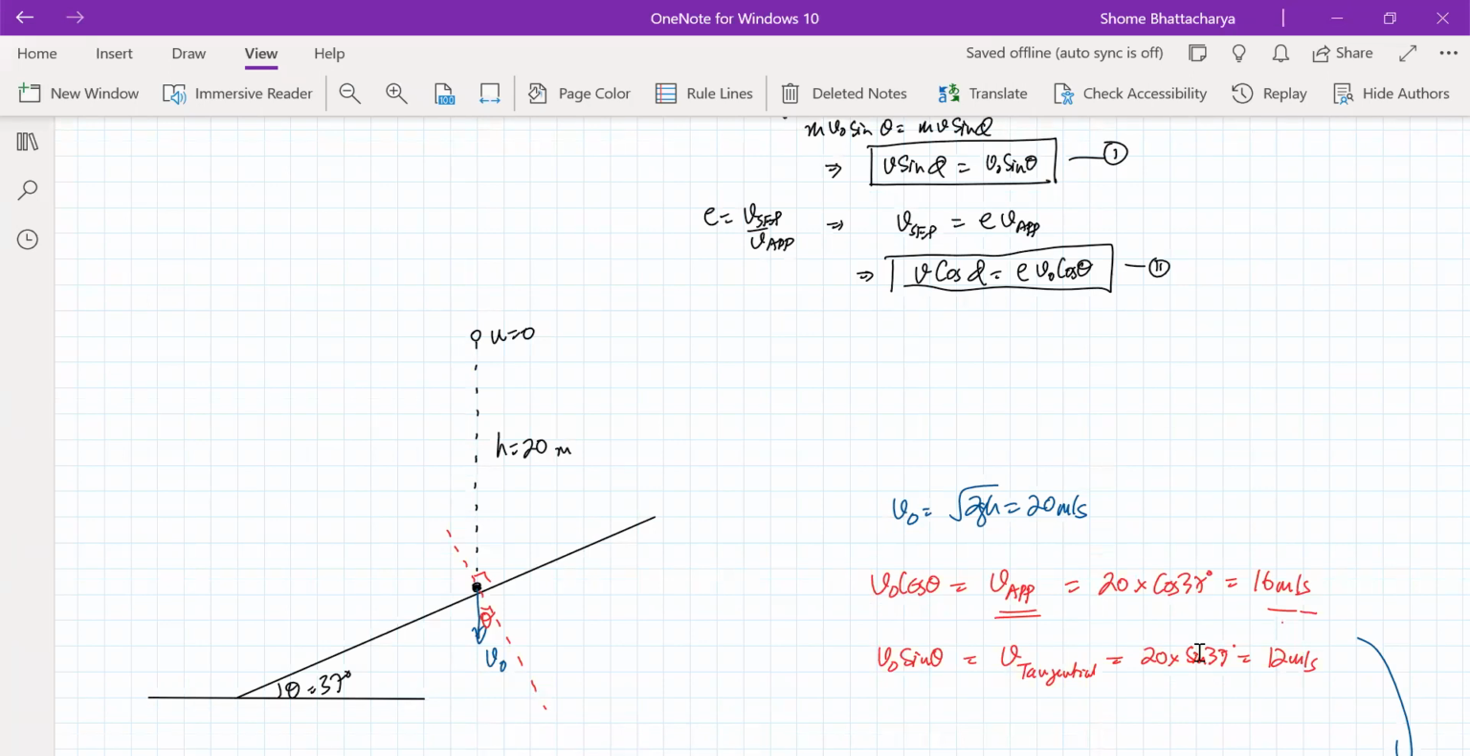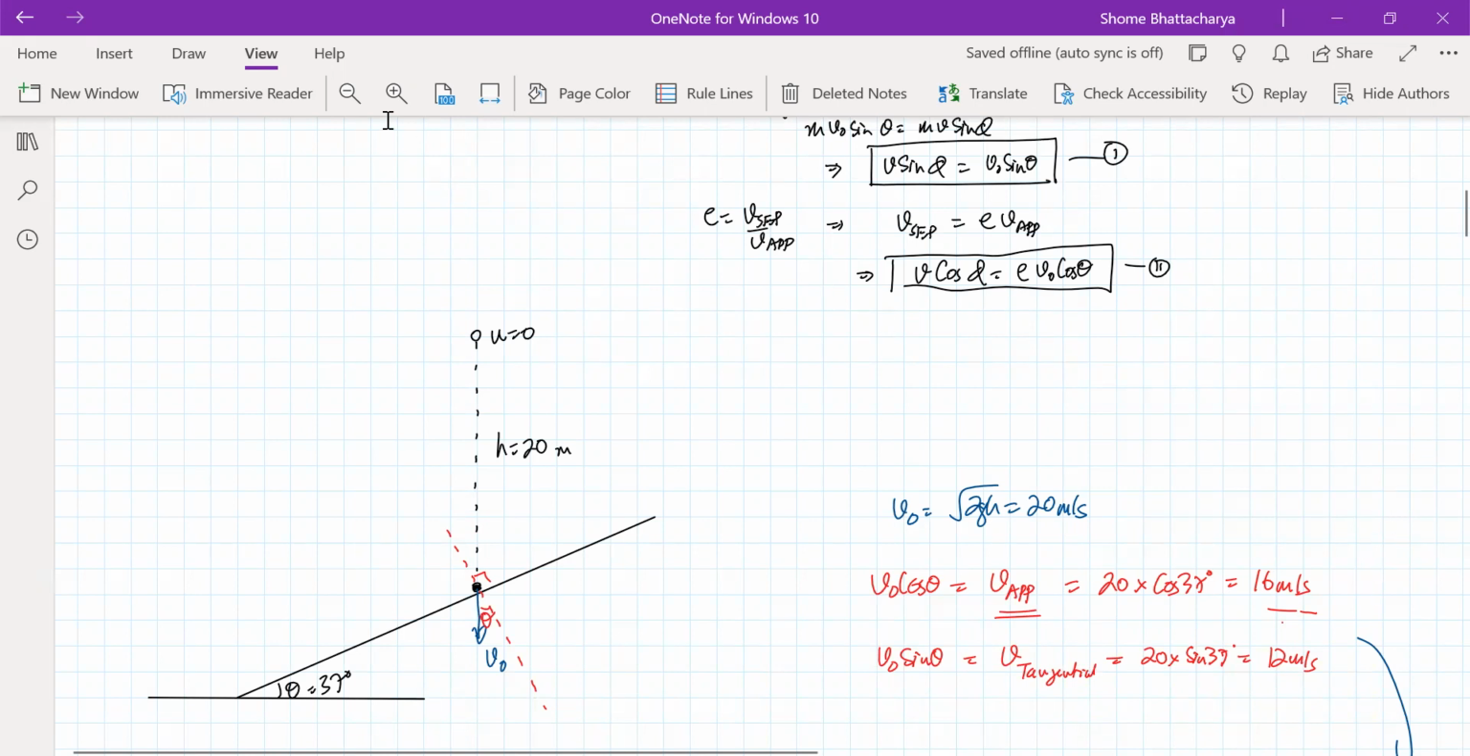Yes, sir. So if the impact velocity is 20 meters per second, or V naught, and the inclination angle is theta like this, then what is the approach velocity? It is the normal component. So it is V naught cos theta. So here our approach velocity is 16. And our tangential component of velocity is the sine component. So it is 12. Okay.